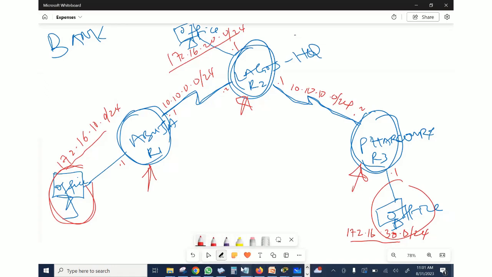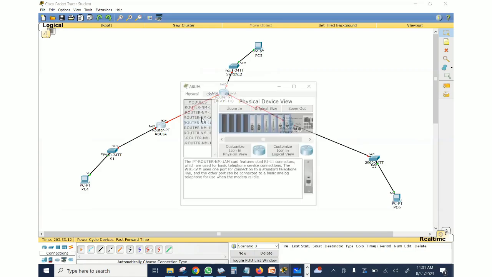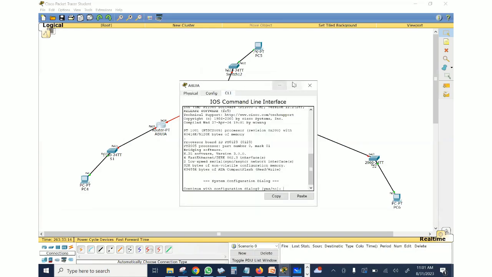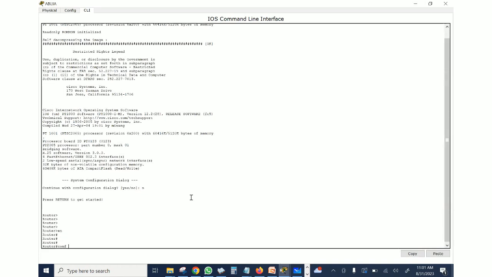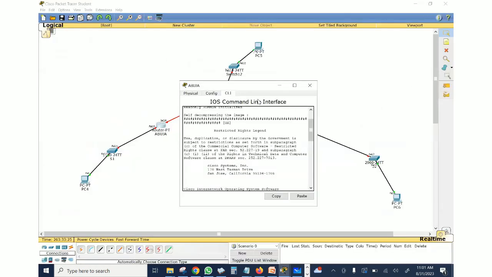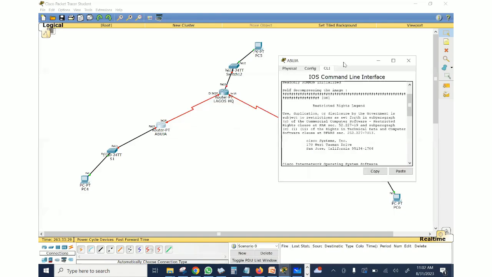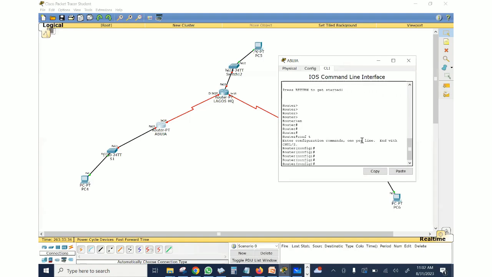So let's go. Okay, so let's open our router. We are on Abuja router now. So I will do the IP addressing on just one of the routers, and I will do the rest. Okay, let me do it on all the routers so that you can also follow me as I do it.